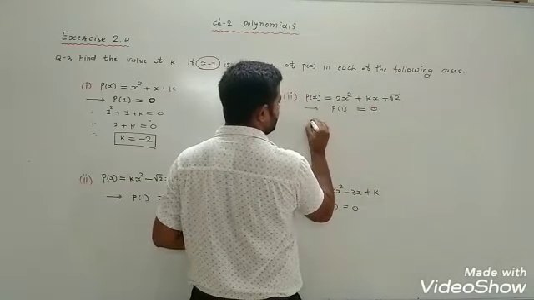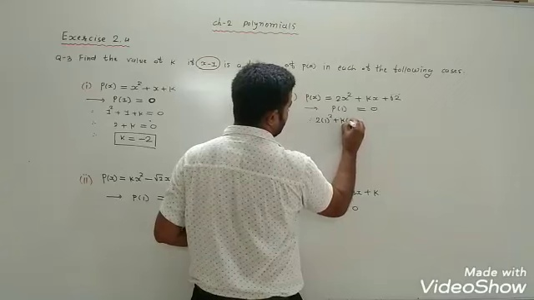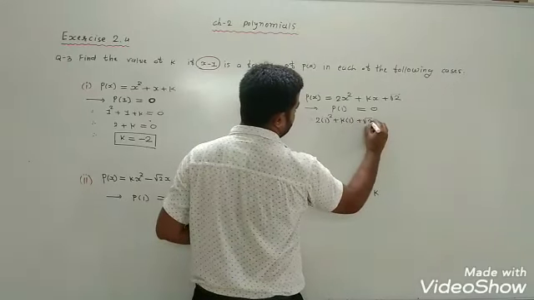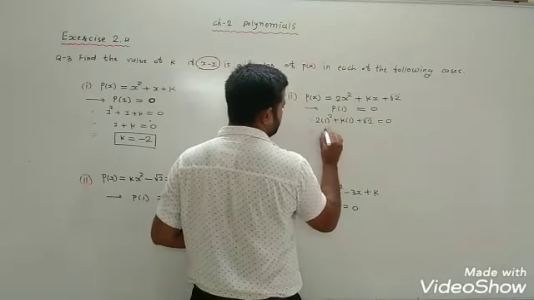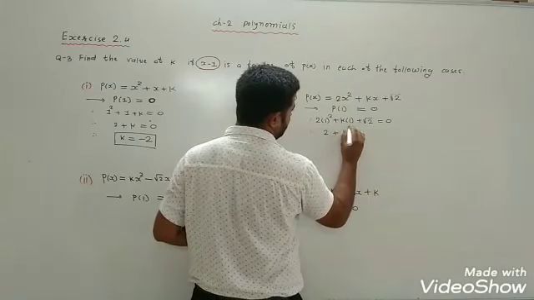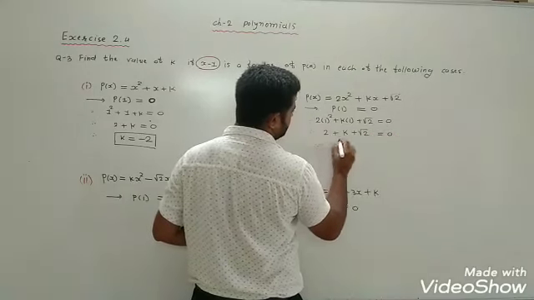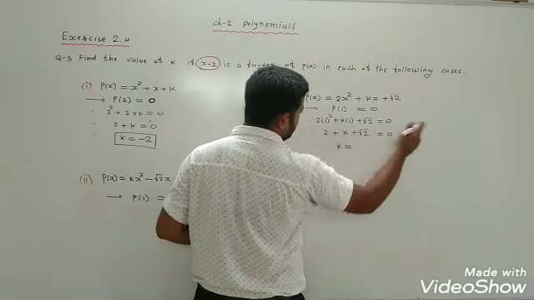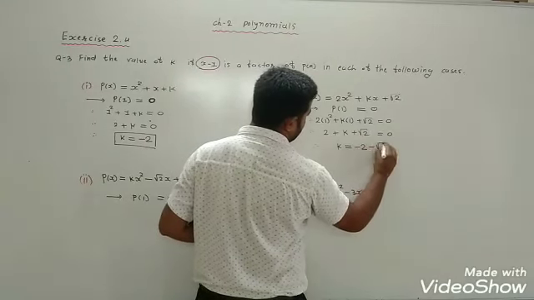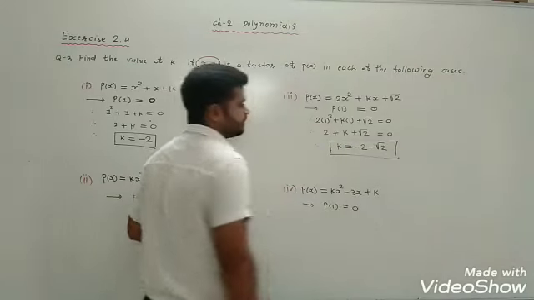So we have 2 into 1 square plus k into 1 plus root 2 is equal to 0. 1 square 1 into 2, and k into 1 is k, plus root 2 is equal to 0. So if k is the subject, then 2 and root 2 becomes minus 2 and minus root 2. This is the value of k.